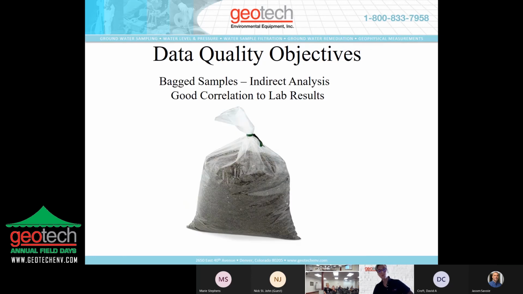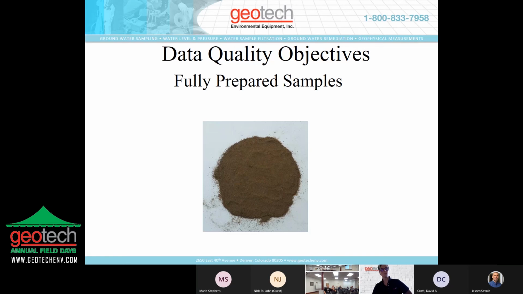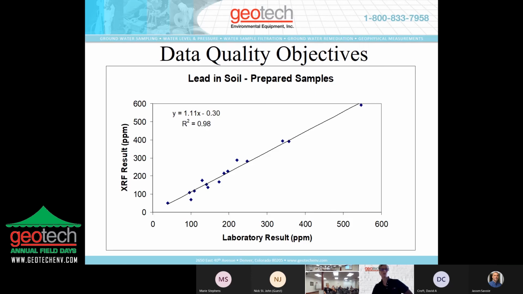So when you do get your bagged samples, your correlation is better with a lab, because you're able to take out the sticks and rocks. And then if you do a fully prepared sample where you've ground it and sieved it and got a nice homogeneous sample, your R squared value is 0.98. So you can get really good results depending on what your data quality objectives are.